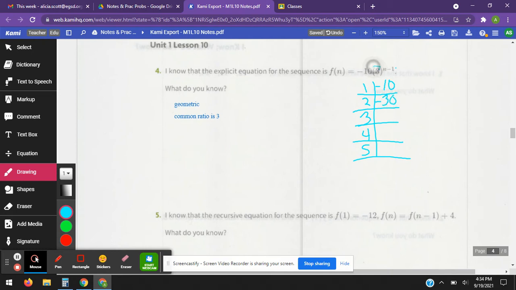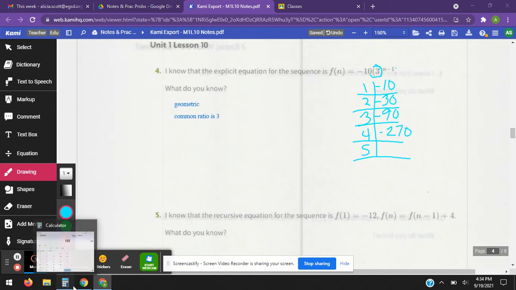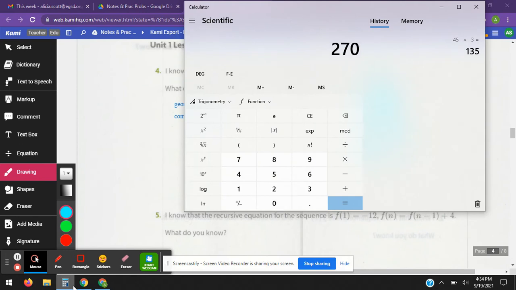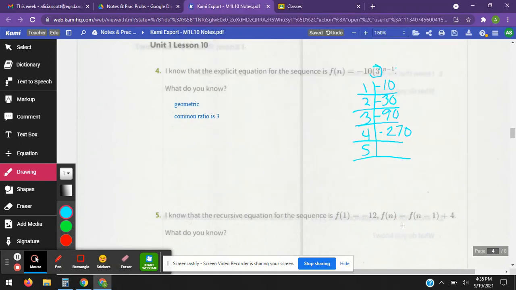Since I know the common ratio is 3, I can just multiply my outputs by 3. So that makes this -90, -270. Ooh, I don't know what 270 times 3 is. Let's do this one quick. 270 times 3, 810. All right, so this one is 810.